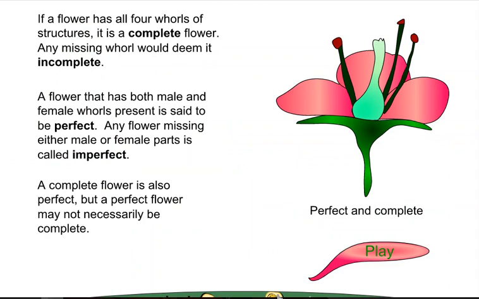If a flower has all 4 whorls of structure, it is a complete flower. Any missing whorl could deem it incomplete. A flower that has both male and female whorl present is said to be perfect. Any flower missing either male or female part is called imperfect. A complete flower is also perfect, but a perfect flower may not necessarily be complete.